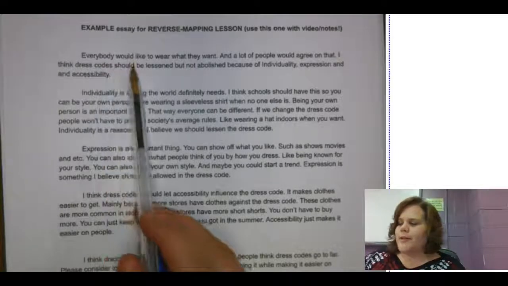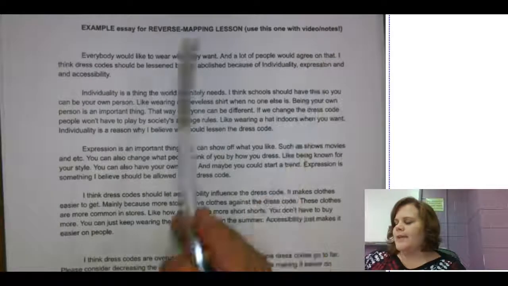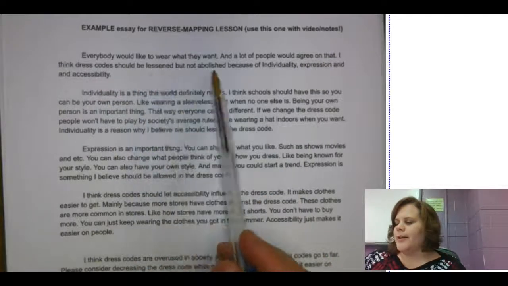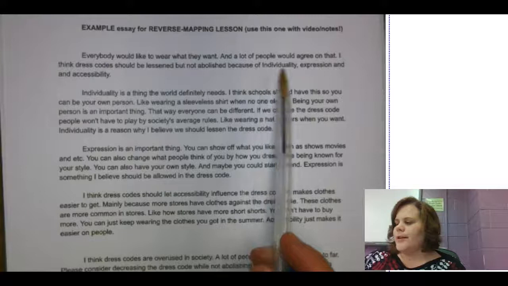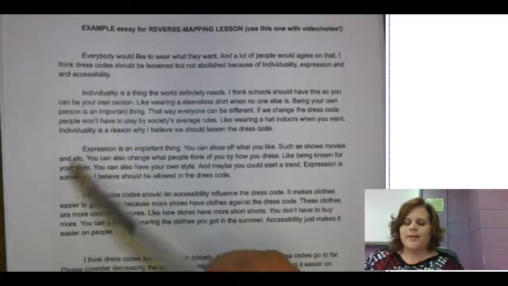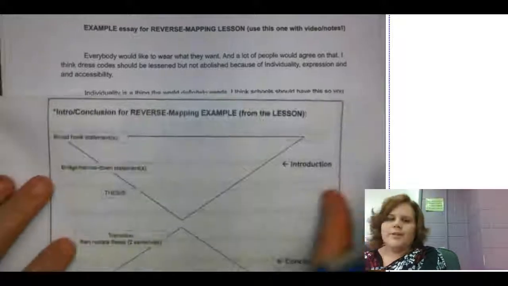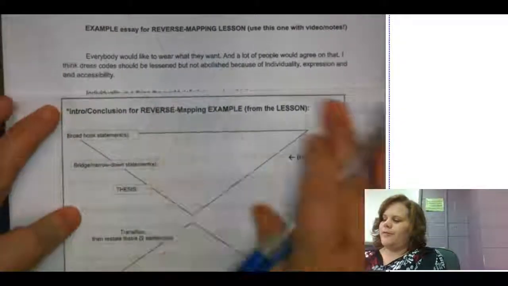So, everybody would like to wear what they want, and a lot of people would agree on that. I think dress codes should be lessened but not abolished because of individuality, expression, and accessibility. So let's pause right there and look at our introduction, because someone is saying this is an introduction. So this is what your introduction is supposed to have.